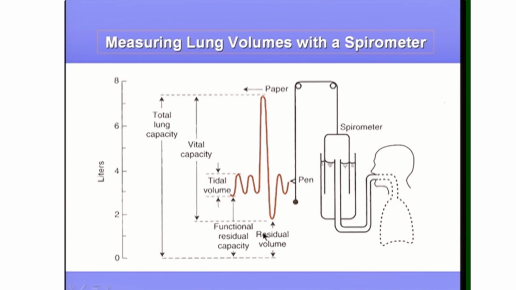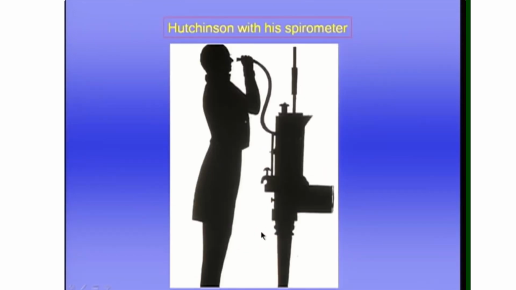Now, just for a little light relief, I want to show you a picture of John Hutchinson, who developed the spirometer in about 1850, something like this. And this is a picture from his original paper. And you can see this well-dressed gentleman breathing into a spirometer. And wouldn't it be nice if all of us dressed as nicely as John Hutchinson did?